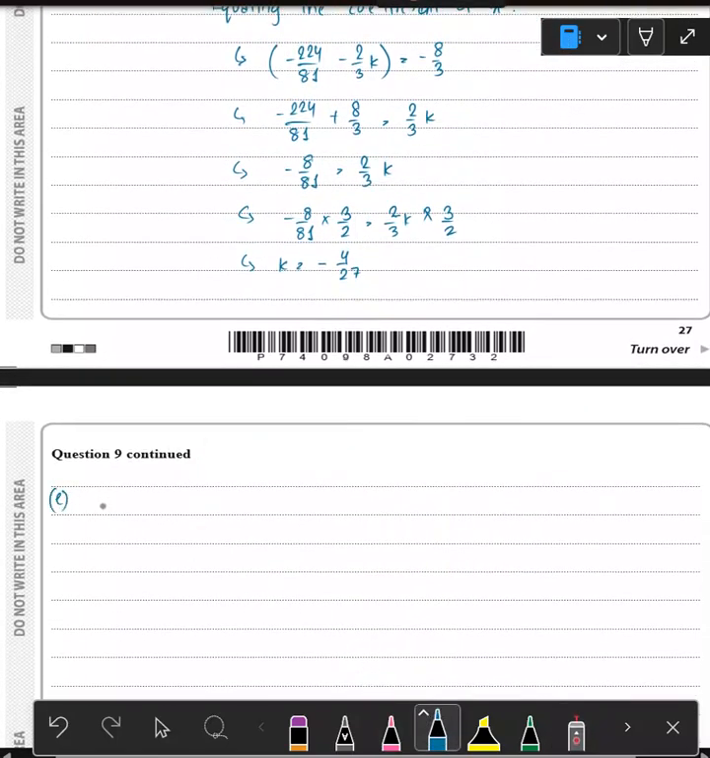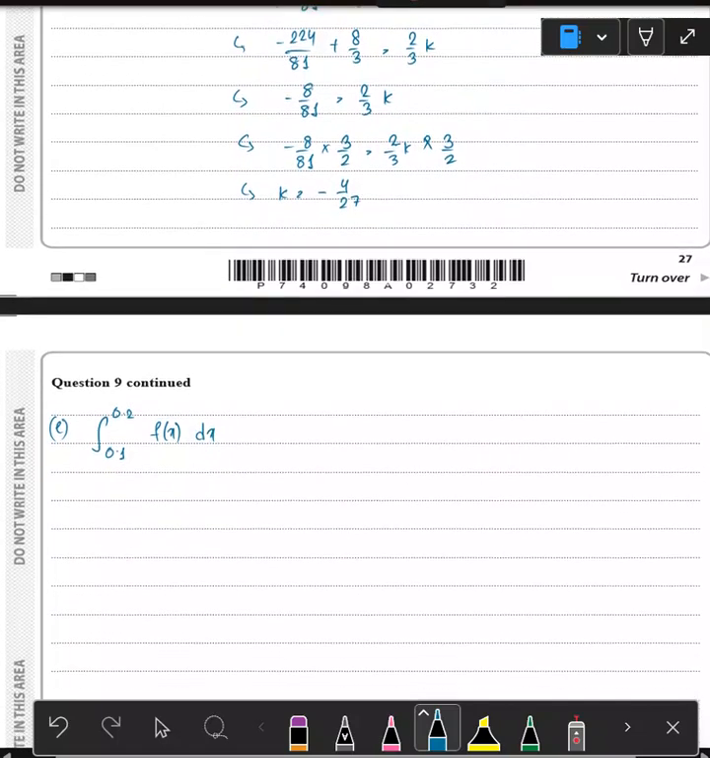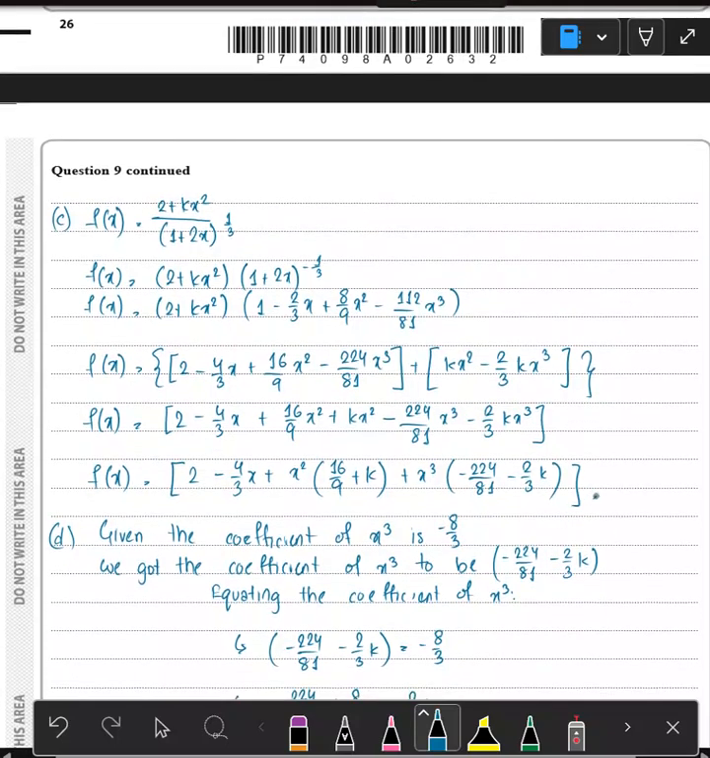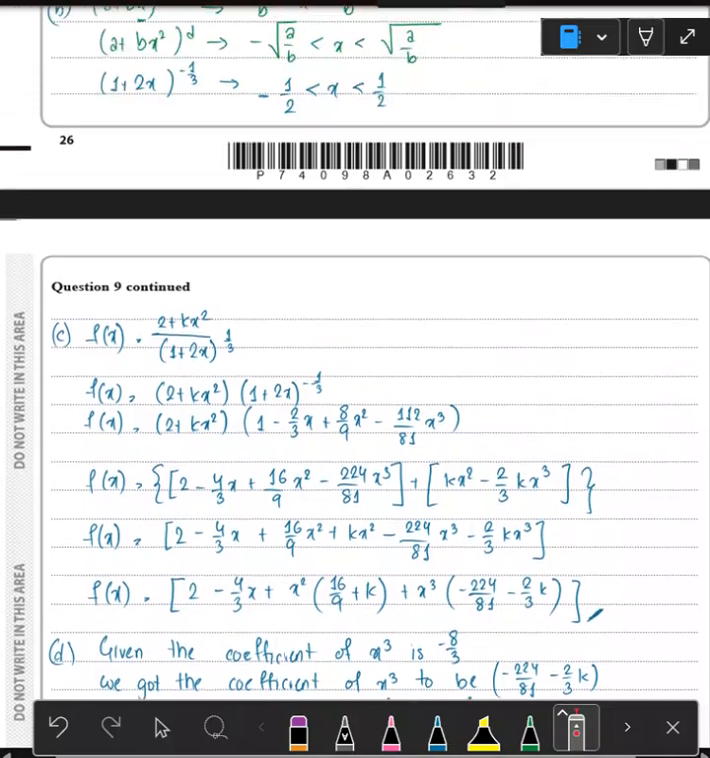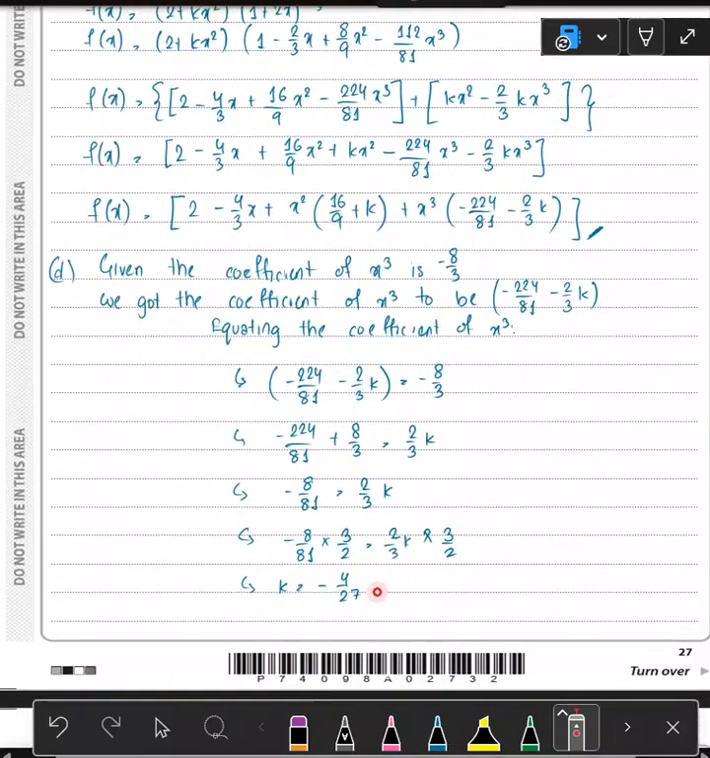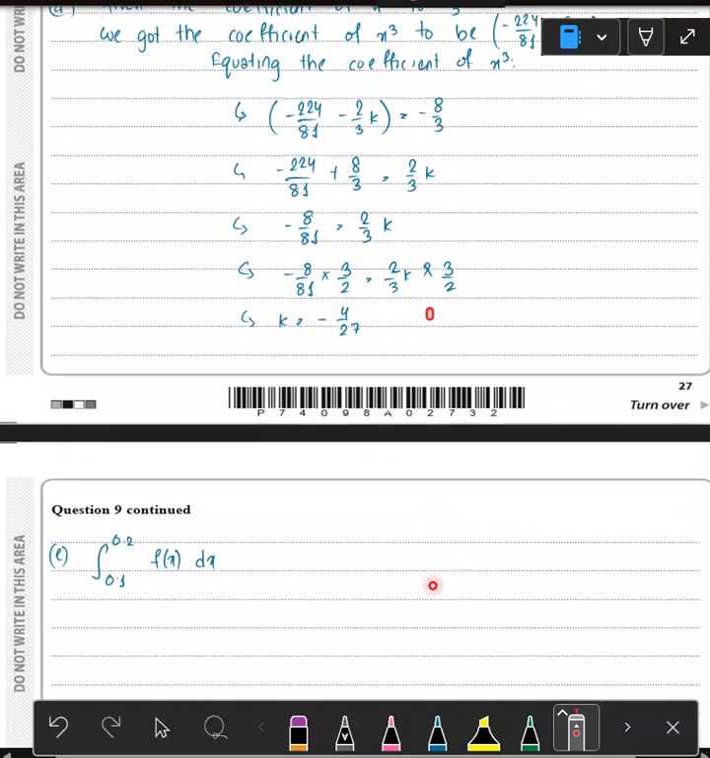So for part E now, we will integrate 0.1 the lower limit and 0.2 the upper limit and f(x) dx. So in part C, after expansion, we got f(x) to be this. But here you see we have k. We did not know at that time what k was, but after solving part D, we got k to be negative 4 by 27, right? So we can just substitute in f(x).